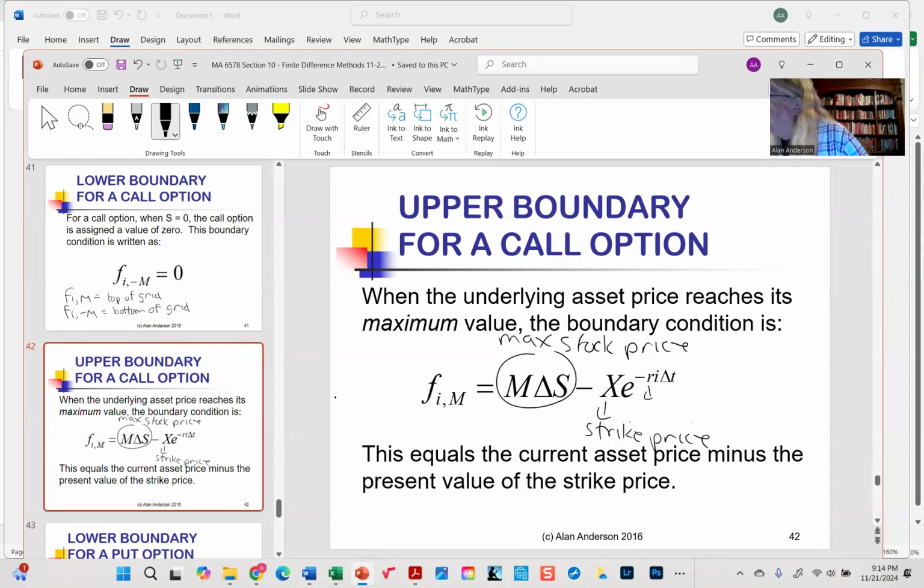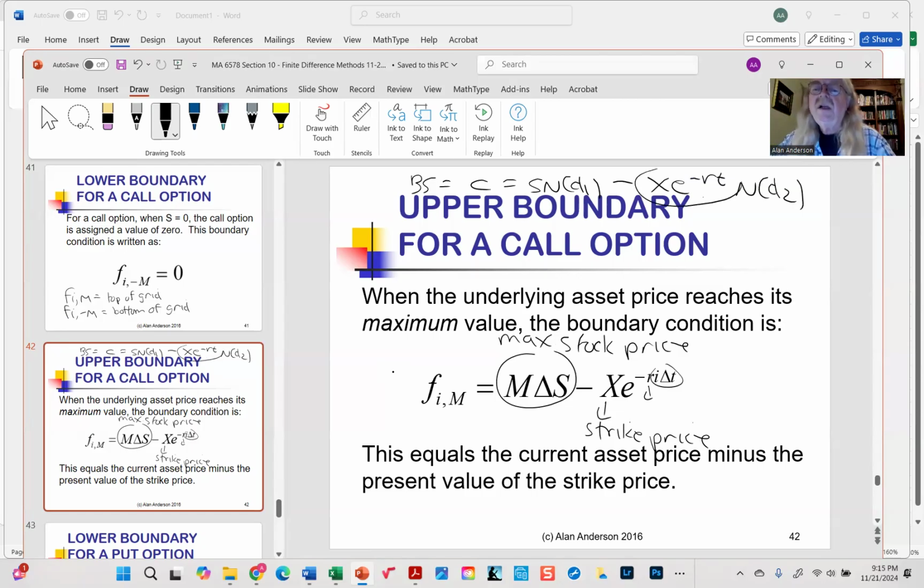Discount factor has R here, but if you notice, it's I delta T instead of T, because where we are depends on how many time steps there have been since the start of the process. So that's the interesting part. With Black-Scholes, remember, it looked like this, the discounted value of the strike price. But here, to indicate this depends on what time we're at right now on the grid.